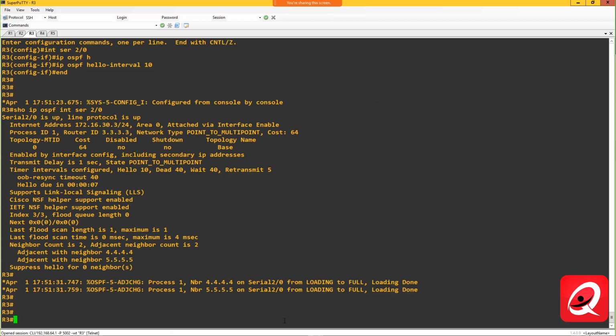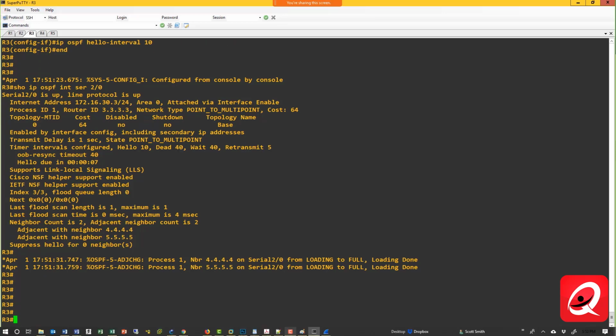we see our adjacencies come up. So on the test, they may ask you to fix a problem a certain way. And it could be, you can only fix this problem by adjusting timers, or you can only fix this problem by adding some configs, but you can't take away config. You see what I'm saying? So definitely something to consider.